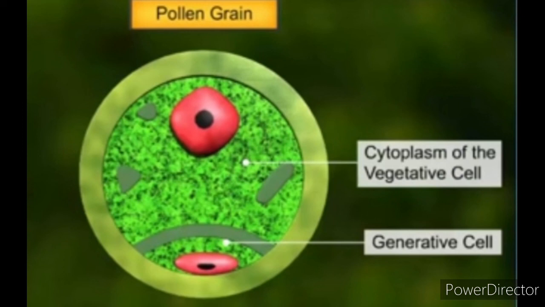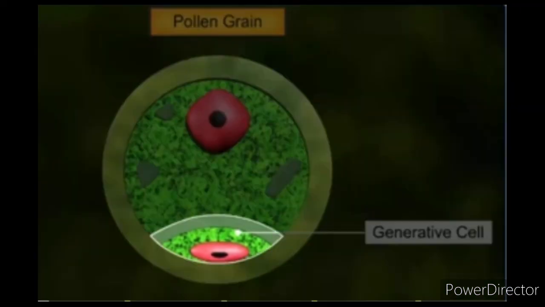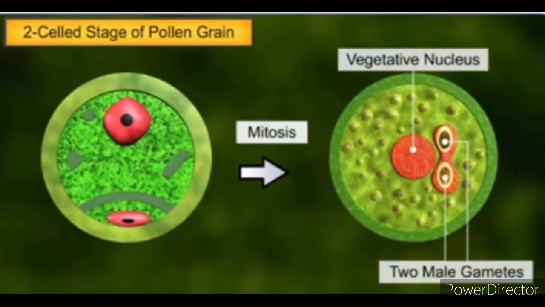It lies in the corner region, and is spindle-shaped with dense cytoplasm and one nucleus. Usually pollen grains are shed at the 2-celled stage in 60% of angiosperms. In the remaining species, the generative cell divides mitotically and 3-celled pollen grains are present.